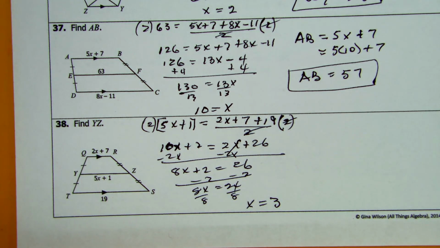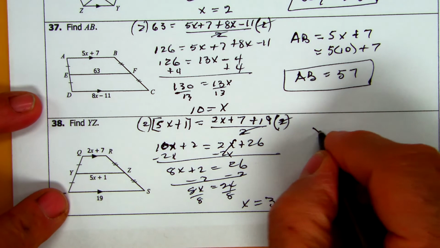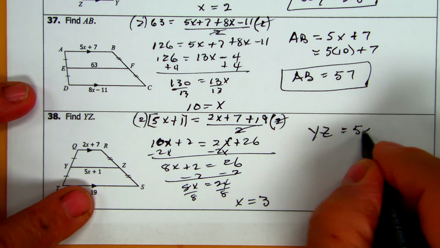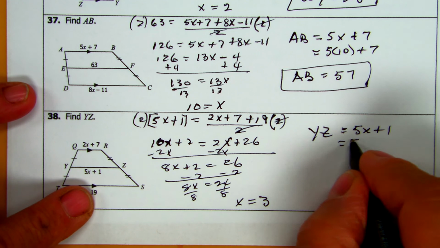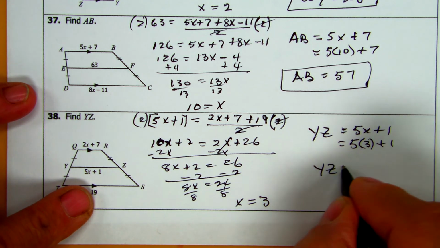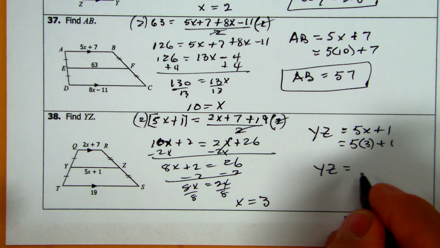Okay, so it says find YZ. So YZ is equal to 5x plus 1. So that's equal to 5 times 3 plus 1. So YZ then is equal to 15 plus 1, 16.